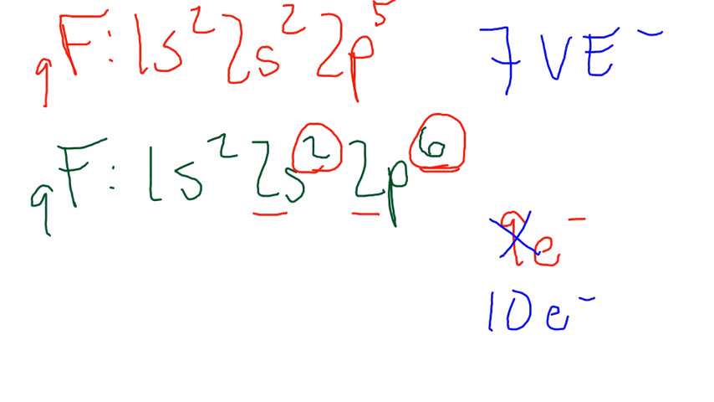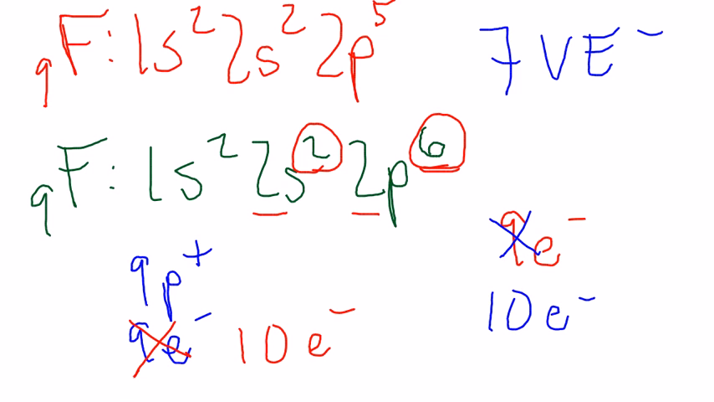In the process, we see that if it originally had 9 protons and 9 electrons, now it has 9 protons and 10 electrons instead. There's 1 more electron than protons, so that's going to give it a -1 charge. So what we've done down here is we've drawn the electron configuration for fluorine with a -1 charge, 1 more electron than proton.